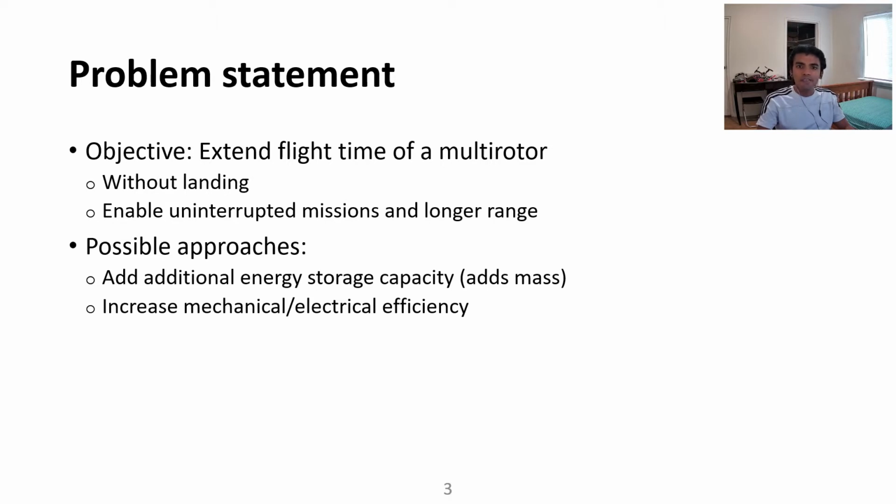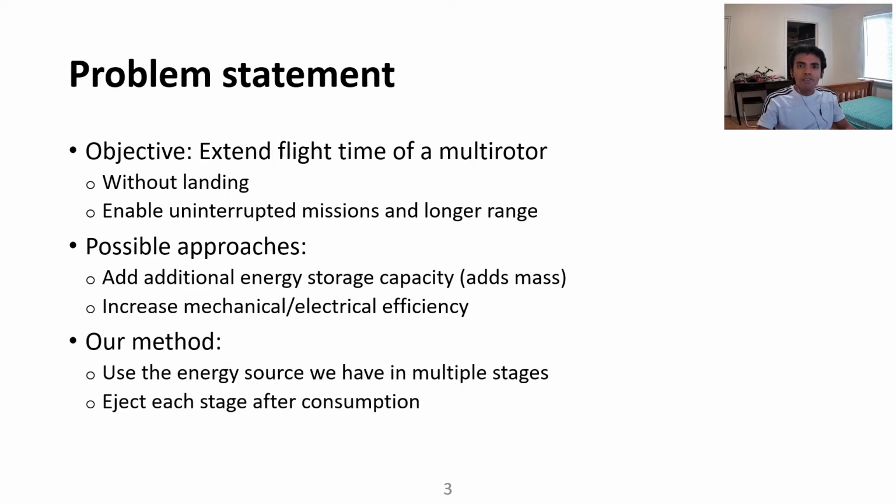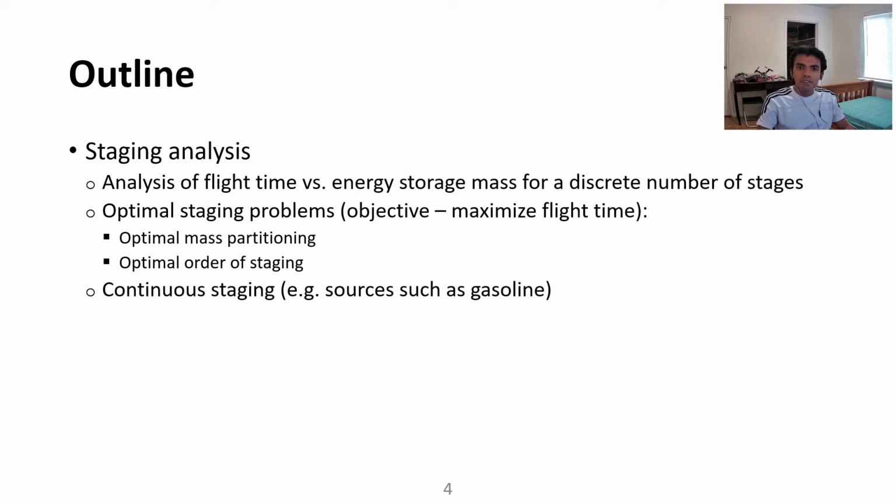Other possible methods are to increase efficiency through novel mechanical or electrical design. Our approach is to use the energy source in multiple stages instead of in one go. Each stage has to be ejected after consumption to reduce the vehicle mass, which reduces power consumption and consequently increases the overall flight time. Here is an outline of this presentation.